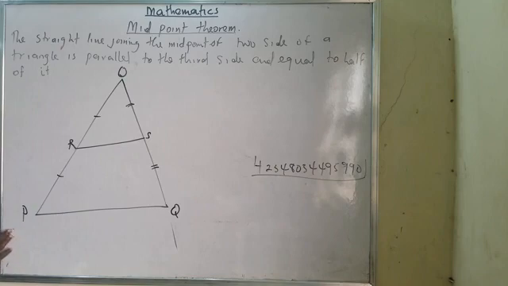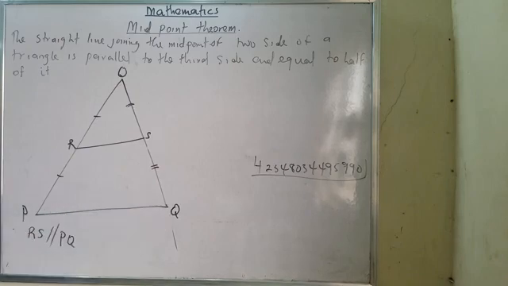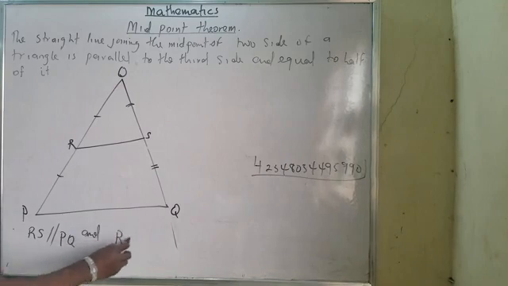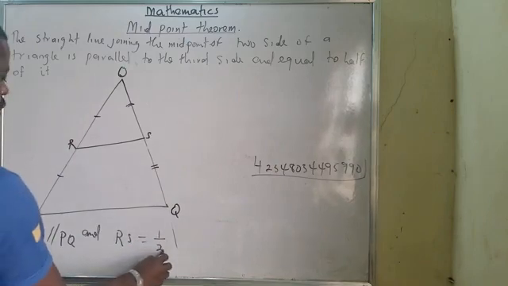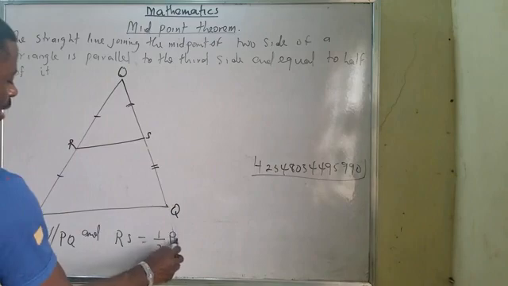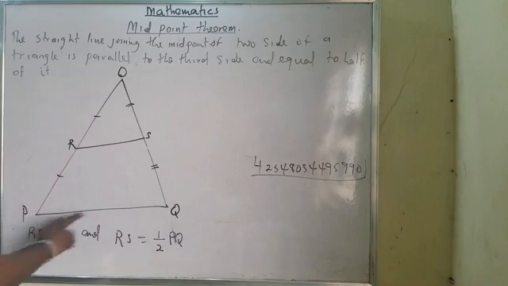In this particular area, XR will be divided by PQ. Take note of that. RX will be equal to half of PQ. Half of PQ. That is what you need to understand as far as this is concerned.